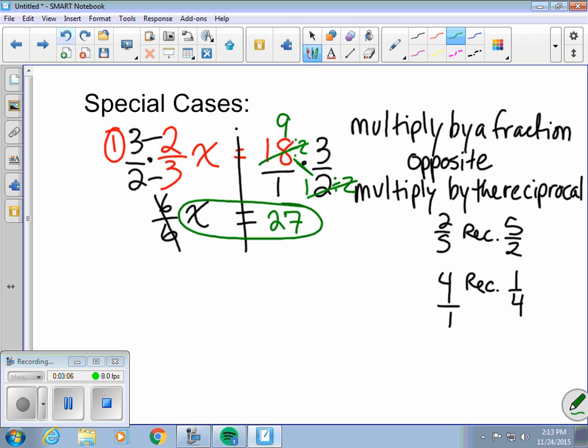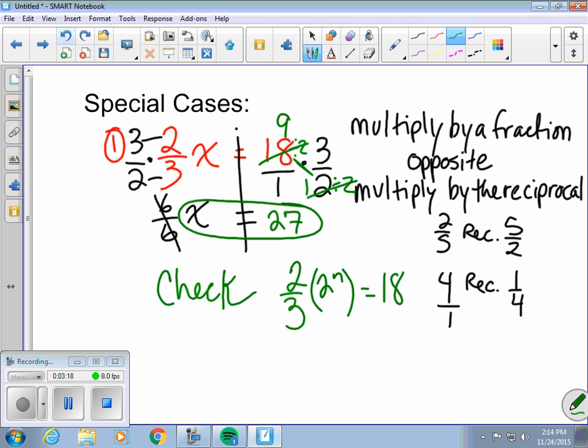But I have to check my work. So I'm going to check it by plugging it back in. My equation was 2/3 times x equals 18. X was 27, and I'm going to put that as 27 over 1. And then here again, I can simplify. Divide by 3, divide by 3. 2 times 9 is 18 over 1. And 18 is equal to 18, so my answer is correct.